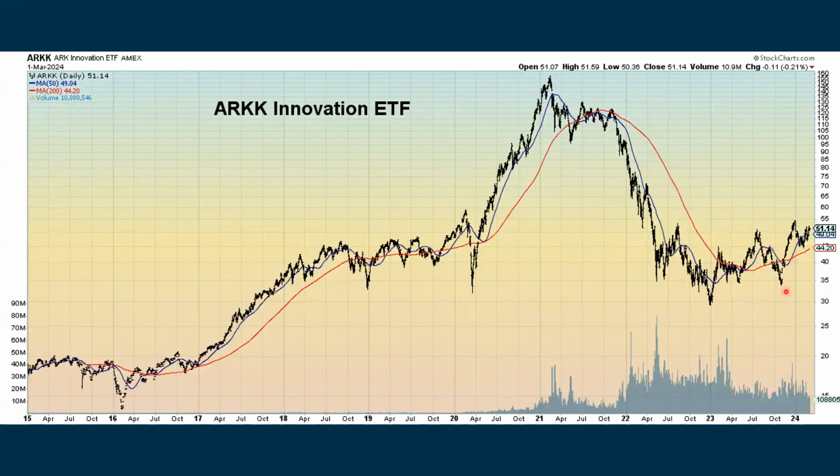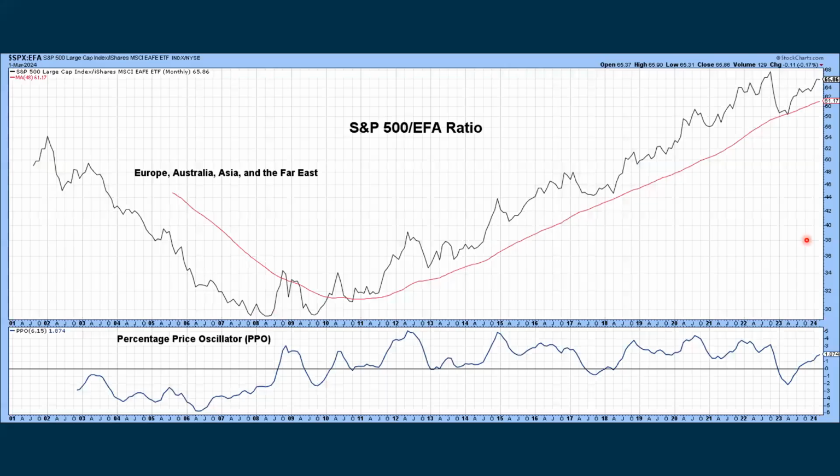ARC, it was doing okay. It's still in an uptrend, but it's really been chopping more or less sideways as the broader market has been doing better. And then this is a monthly chart of a ratio between the S&P 500 and international stocks that are in Europe, Australia, Asia, and the Far East. When this is going up, that means the S&P is outperforming. The red line is going up and we're above the red line. This is showing how the US stocks are outperforming global stocks.